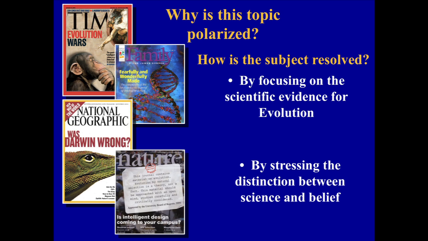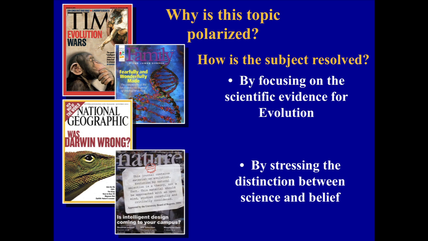But Dr. Miller has also been very influential in our thinking about the controversies surrounding evolution and its explanation for biological diversity. Why is this topic so polarized? How is the subject itself resolved? Why does Time magazine come out with a cover depicting the evolution wars? Or National Geographic, was Darwin wrong? Why is it so controversial? Is intelligent design coming to your campus?